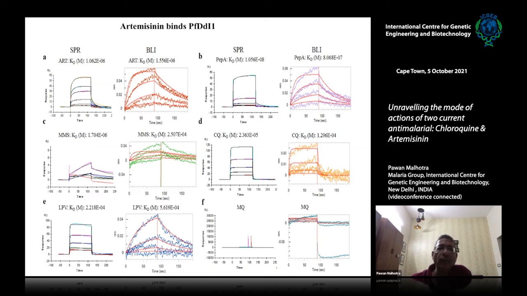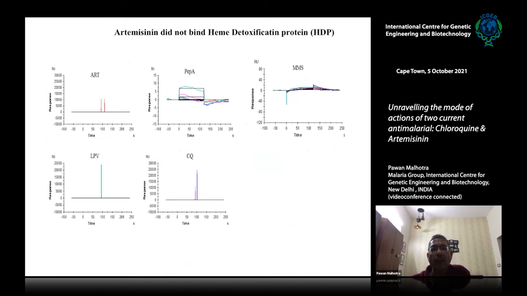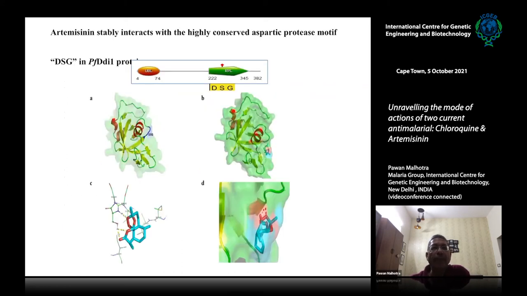And as a control, we used other proteins, heme detoxification proteins, and they didn't show any binding to some of these drugs which I have mentioned here. Then my colleague Dinesh Gupta and his student studied the affinity of this protein with artemisinin by modeling, and they were able to pinpoint that, yes, indeed, artemisinin interacts with the protease domain of PFDD1. They actually provided proof for our binding experiment data.